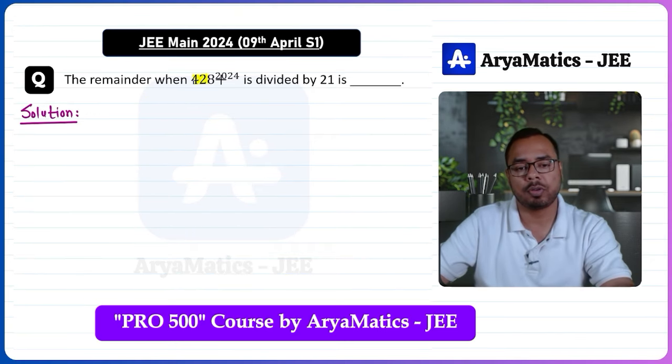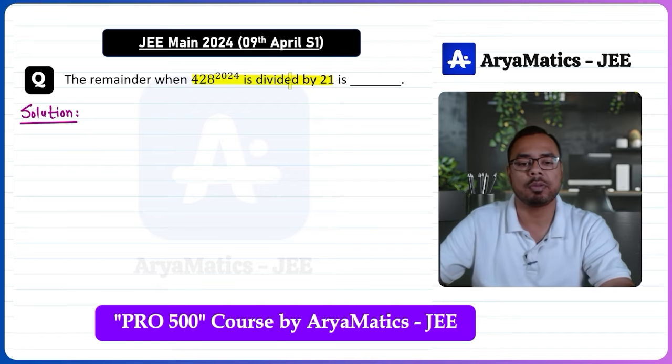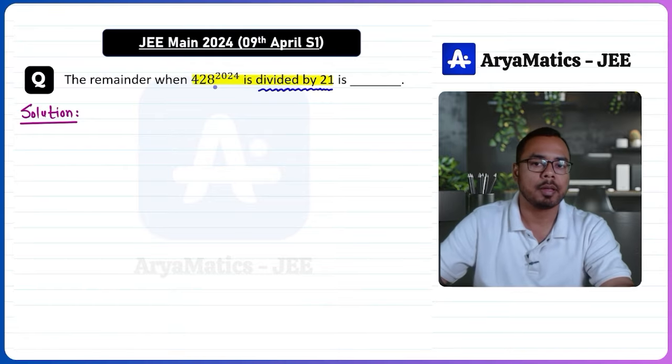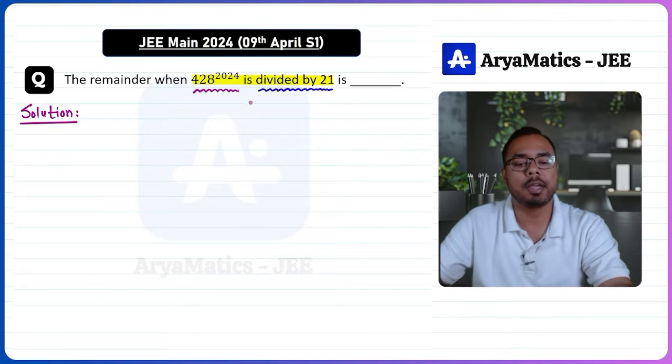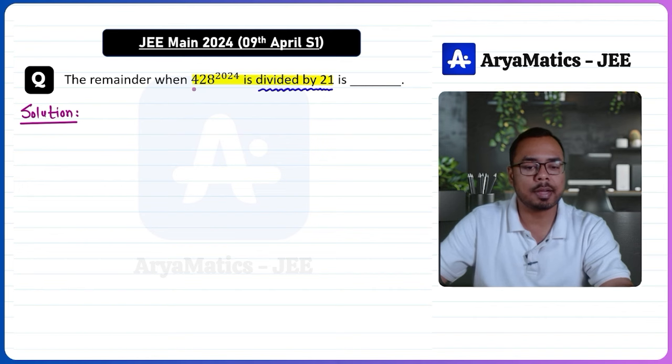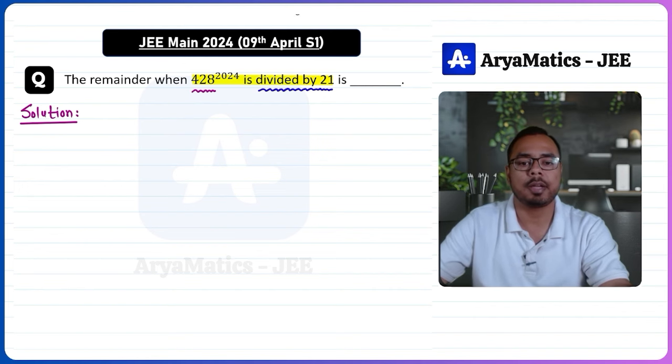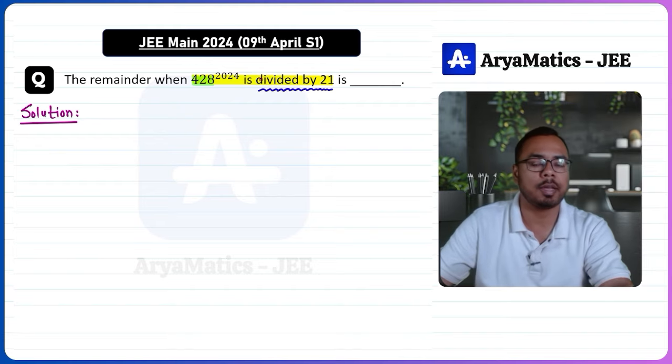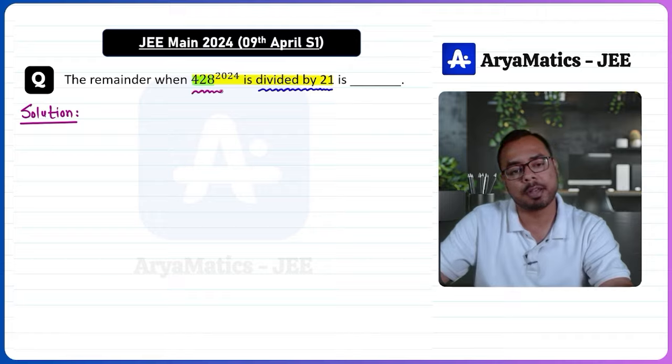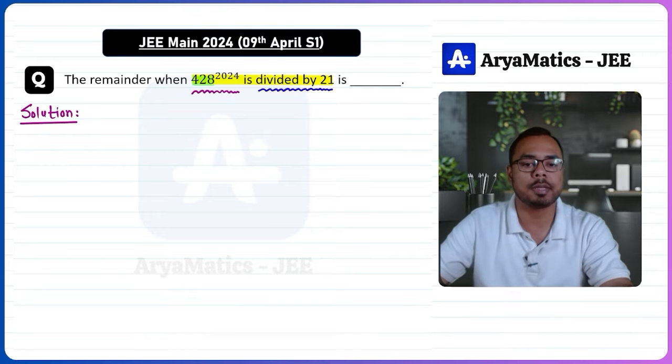Find the remainder when 428 raised to 2024 is divided by 21. Now in JEE Main, problems on remainder calculation are very common, right? In the last few years, you will find a number of PYQs where we have one number raised to some large power, and if we divide that number by some other number, then we have to figure out the remainder. Generally for those problems, you'll find that the base is a small number, right? But here in the base, we have 428. So the very first step will be to divide this 428 by 21 and see what remainder we are getting. In that way, you can reduce the base here.